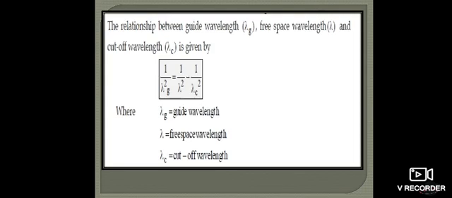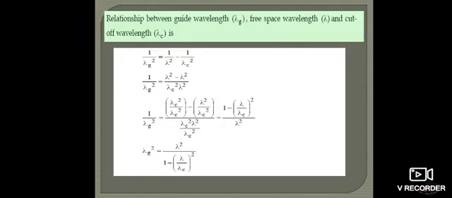Next, in order to have the derivation of the relation between these three concepts, we are going to do some derivation. Solve this: 1 by lambda g square equals 1 by lambda square minus 1 by lambda c square. From this we can write 1 by lambda square.